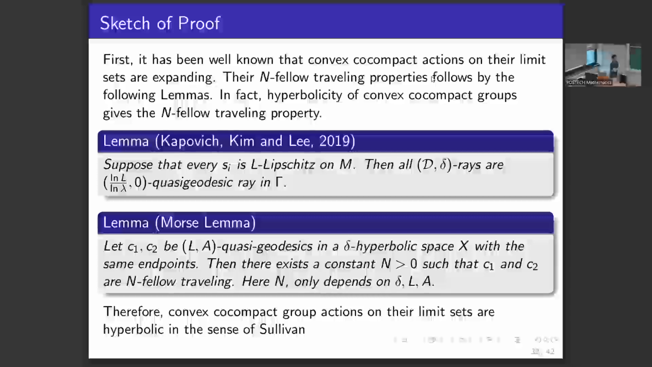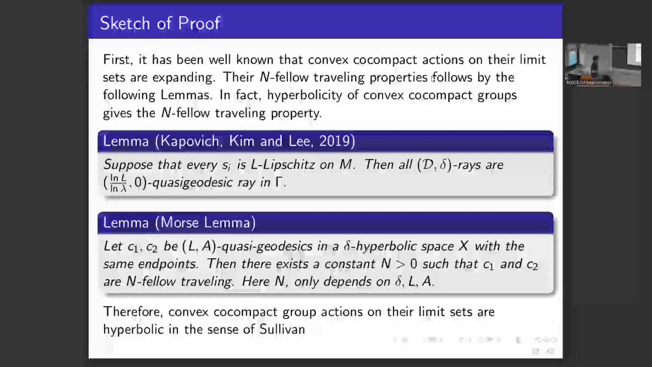So how to prove this one? So this one can be proved easily by using some geometric properties of the hyperbolic space. So like this. So first, you can see that all delta rays are uniformly quasi-geodesic in the limit set. Okay. So this property is always true for a given hyperbolic action.